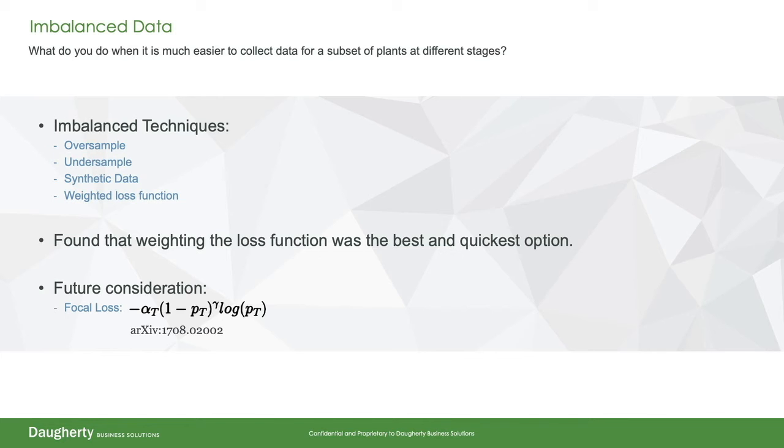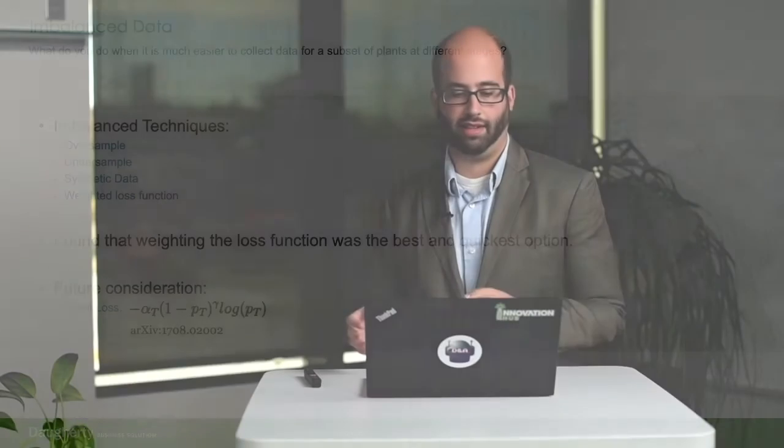What we found was that the weighted loss function performed the best. It was also the quickest option for us. One thing to consider in the future is focal loss. So for the weighted loss function, you still have to pick the weights that you want for each class.